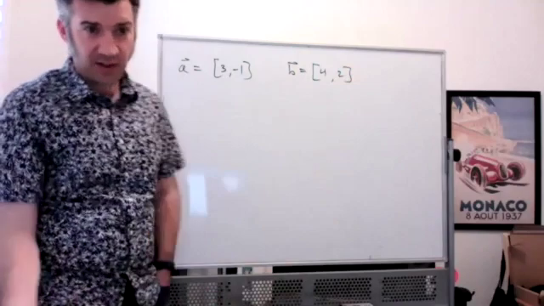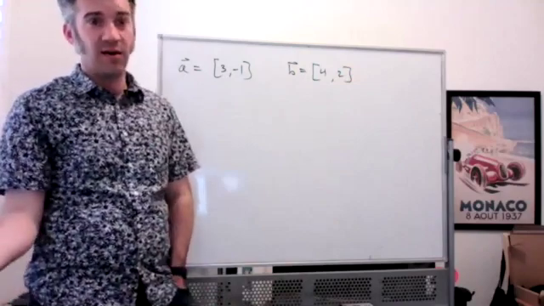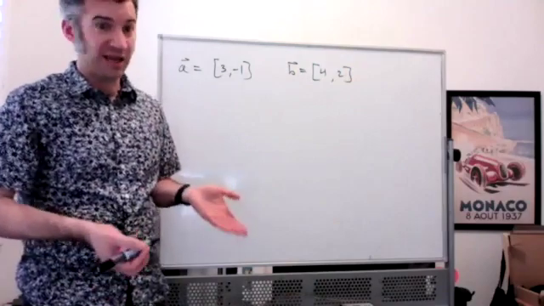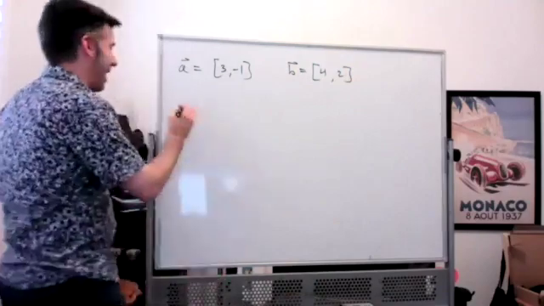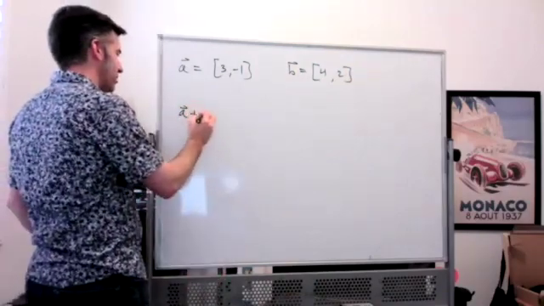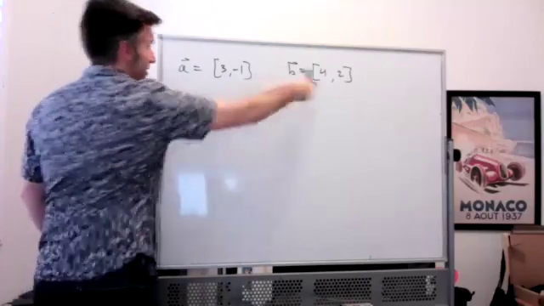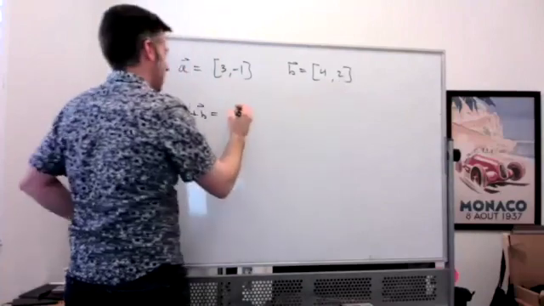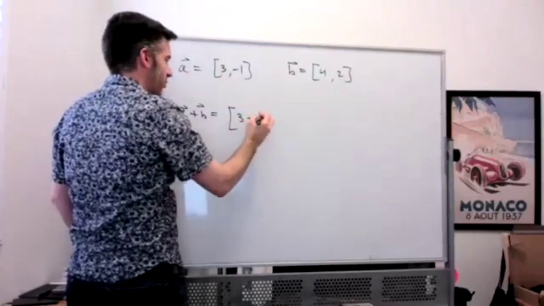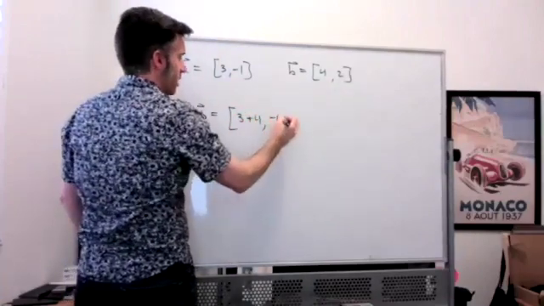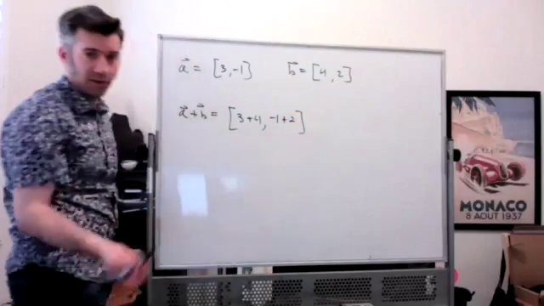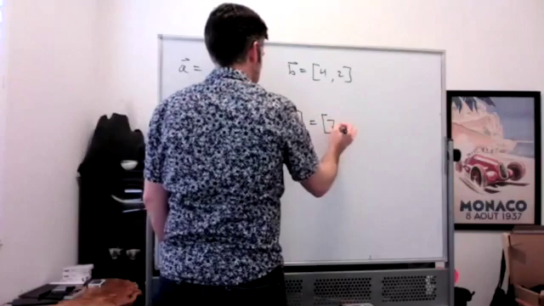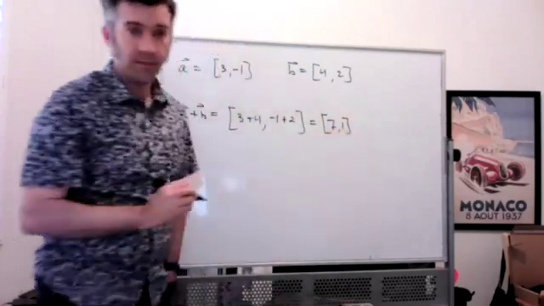We can add these vectors together, we can subtract these vectors. And the nice thing about vector addition and subtraction is it works exactly like you hope it would work. If you're going to add two vectors together, you're just going to add the components together. So you add the first components, you add the second components. So you're going to get 3 plus 4 in the first component and -1 plus 2 in the second component. So vector addition works exactly like we hope it would.